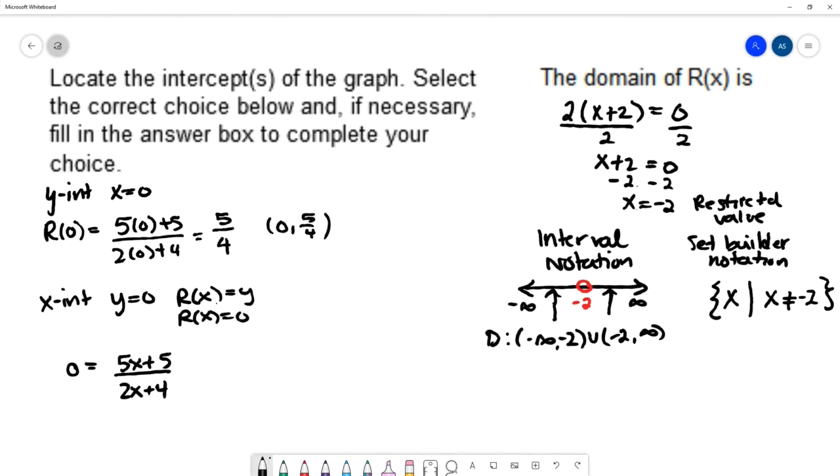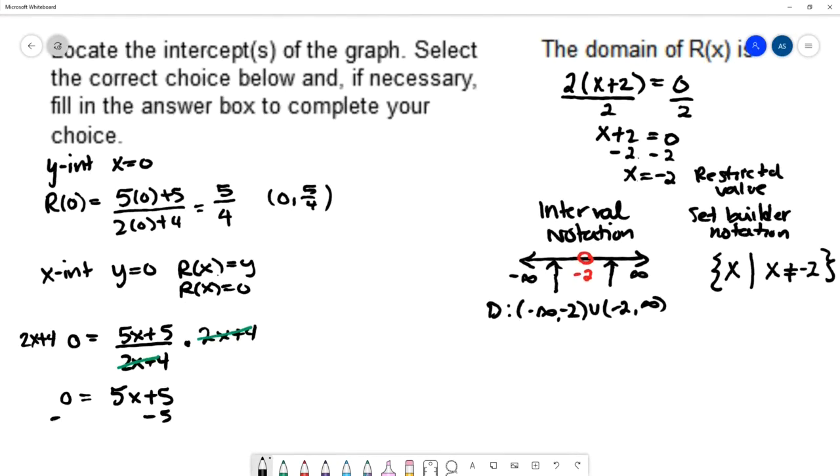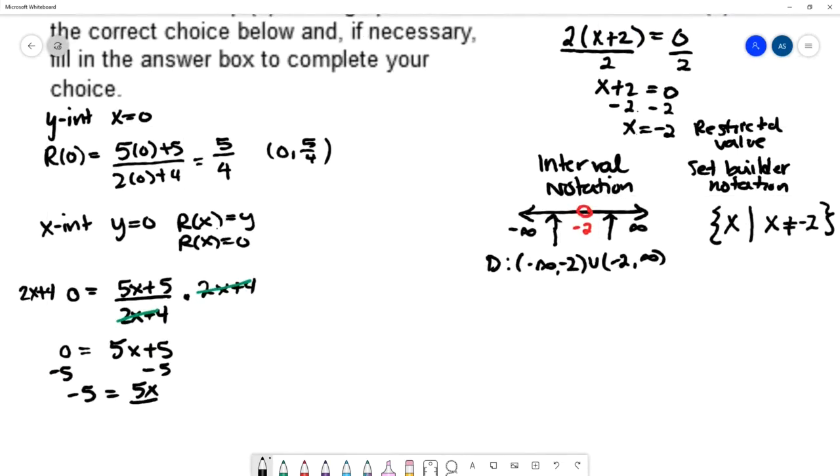I'm going to solve this equation by multiplying both sides by the denominator. 2x plus 4 times 0 is 0. And on the right-hand side, multiplying by the denominator cancels out the denominator, leaving me with just 5x plus 5. And I can solve. I'm going to subtract 5 on both sides, giving me 5x equals negative 5. Divide both sides by 5, and I get x equals negative 1. So this rational function has an x-intercept at negative 1, 0.